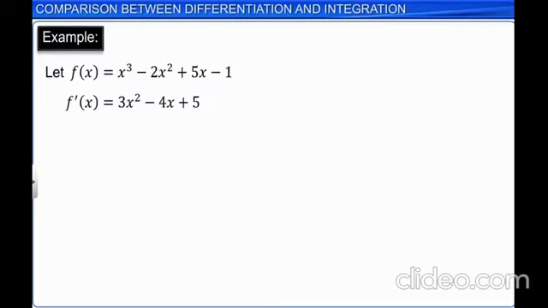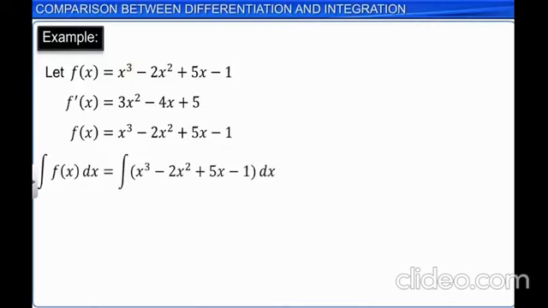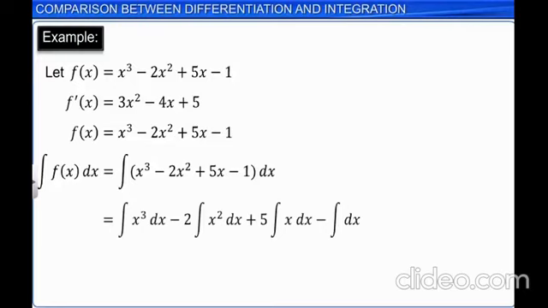Let's consider the same polynomial function again. Now, let's integrate it with respect to x. This is equal to integral of x cubed dx minus 2 into integral of x squared dx plus 5 into integral x dx minus integral dx. On further simplification, we get a value of the integral as shown here. Observe that in this case, the degree of the polynomial function is 1 more than the original function.